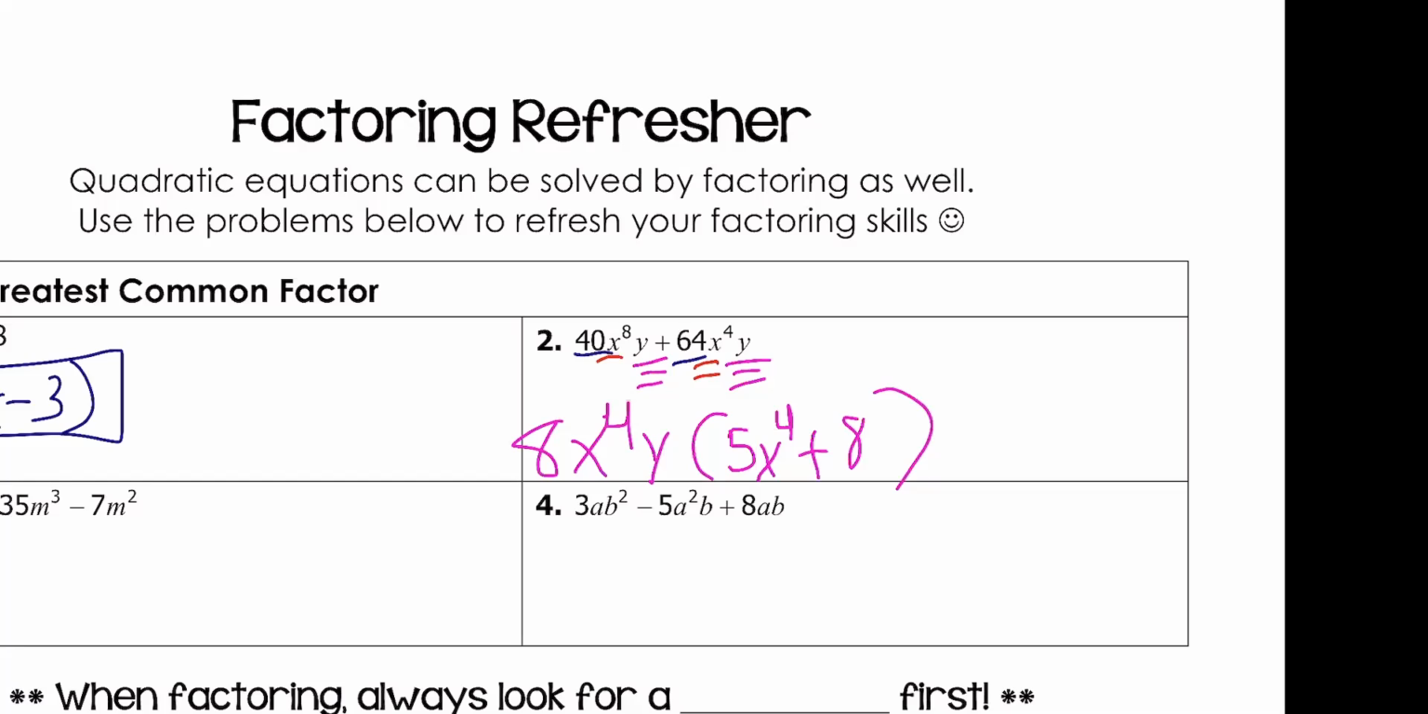And you could double check, like, is there anything I could pull out from what's inside here? I mean, 5 and 8 don't have any common factors. And there's no common x between them either. And if you don't believe me, you don't have to do this, but if you did distribute, you would get 40x to the 8th y plus 64x to the 4th y. You would get back to where you started. You're basically undoing the distributive property.